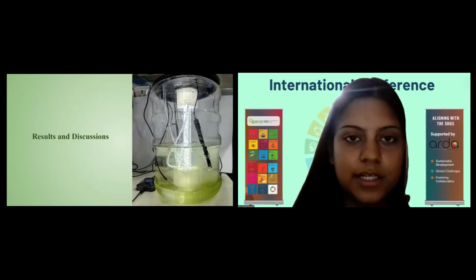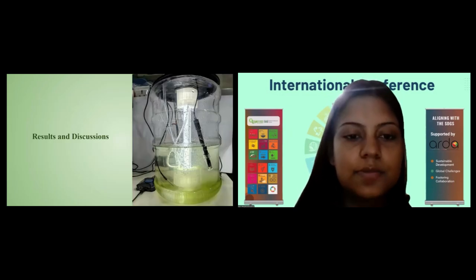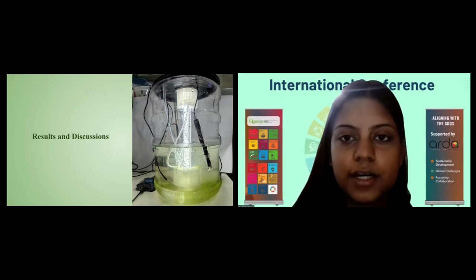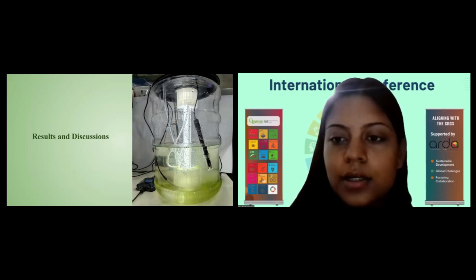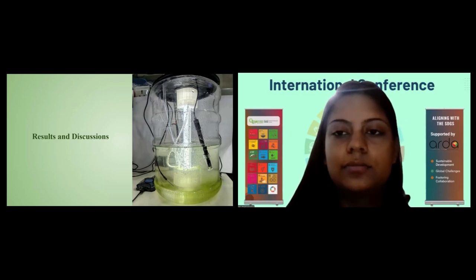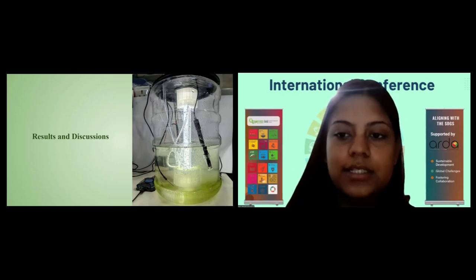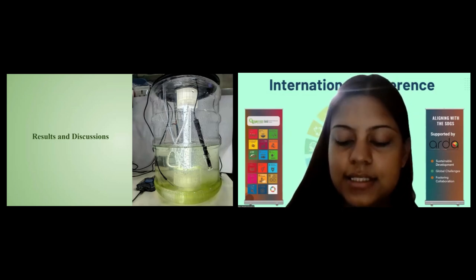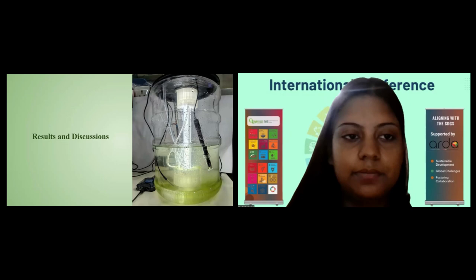Next comes our results and discussions. This is the bioreactor which we have currently employed in our lab. As you can see, this is the pH sensor, and all the other sensors are employed on the top. And this is the algae and BG11 media.